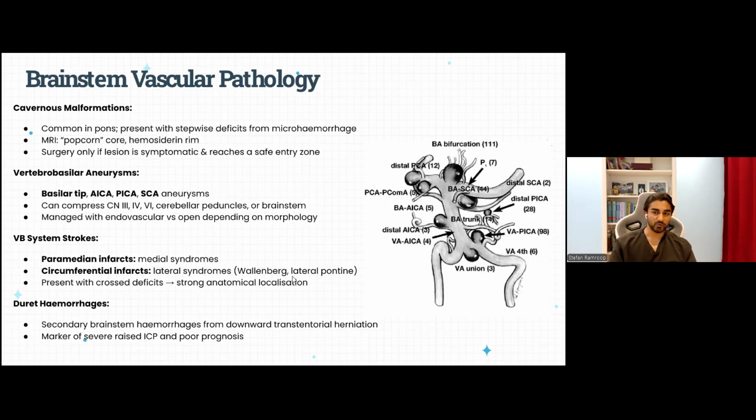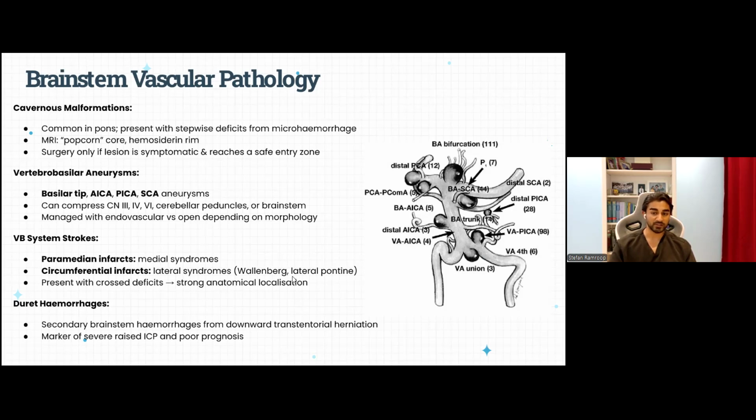So the brainstem is also vulnerable to a variety of vascular pathologies. Cavernous malformations are common within the pons and often present with recurrent or stepwise neurological deficits due to repeated microhemorrhages. The key imaging hallmark for them would be a mixed signal popcorn core with a hemosiderin rim on susceptibility sequences. Then you have your vertebrobasilar aneurysms, which can arise at the basilar tip, your superior cerebellar artery, your PICA, or ICA origins. Depending on the location, these aneurysms can compress cranial nerves, particularly cranial nerve 3 at the basilar apex, or distort adjacent cerebellar peduncles and brainstem surfaces.